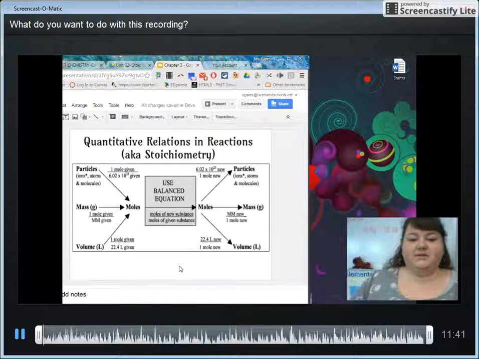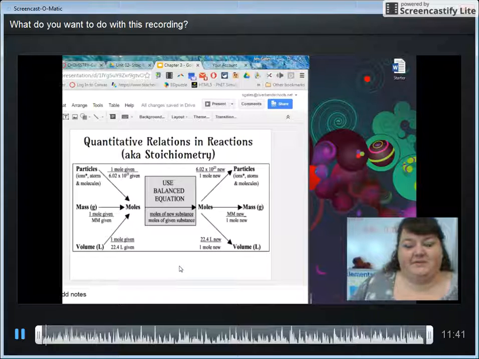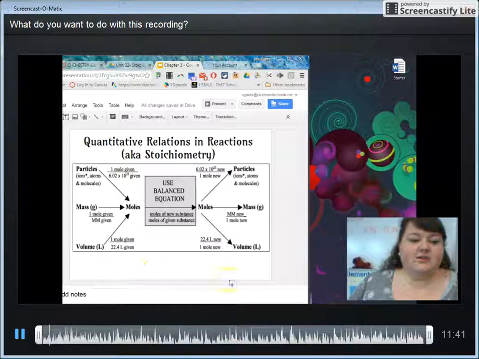So today we're going to continue talking about chapter 3, and we're going to talk about stoichiometry. If you remember our little mole map that we used last year in chemistry, we're using this again to do our stoichiometric conversions. We always have particles over here in the corner, and remember we use Avogadro's number to get back to moles. Then we have mass.